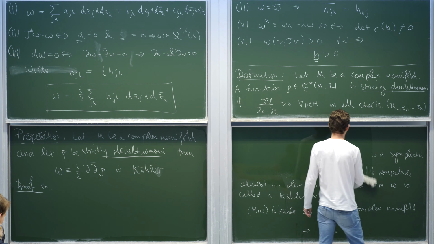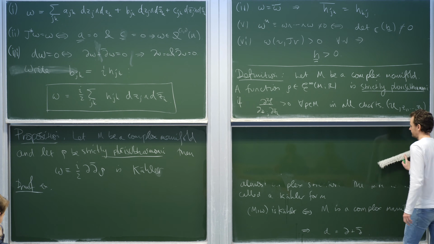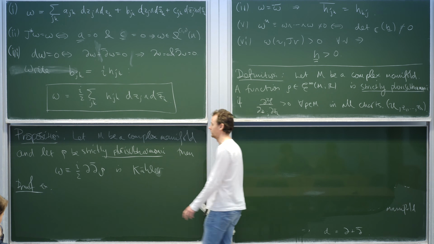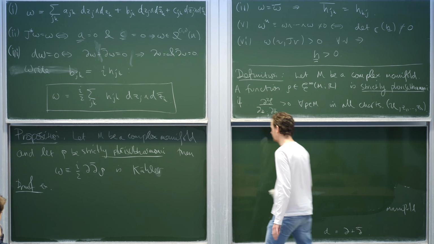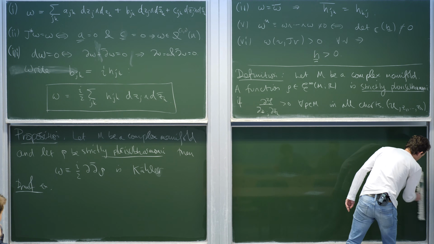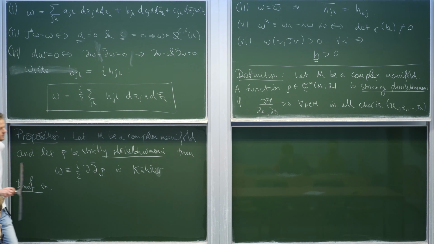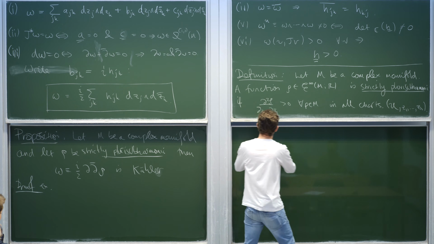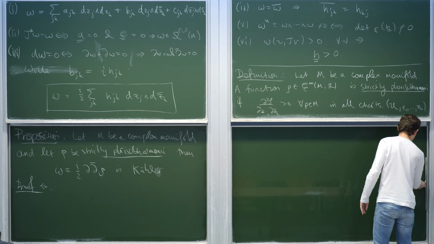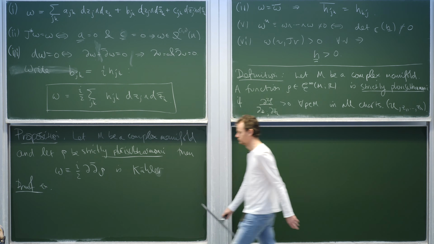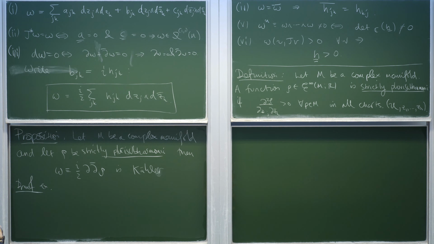There's actually a converse theorem. It says every Kähler form can be written locally in coordinates like delta delta bar of some function, of some strictly pluri-subharmonic function. I didn't include that in my notes.